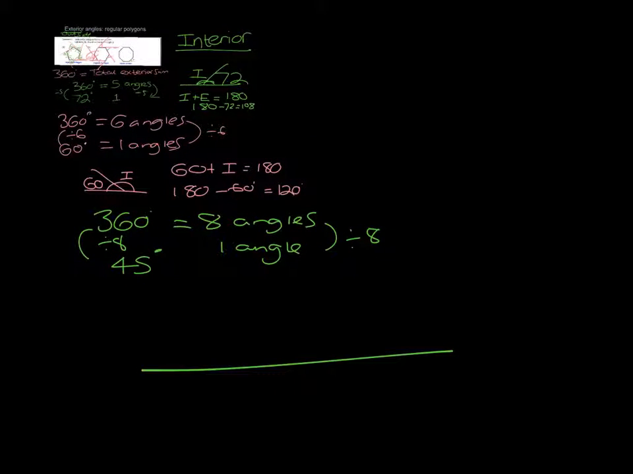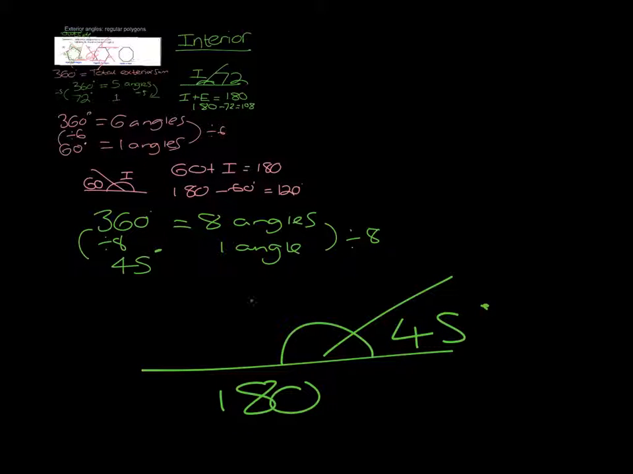Might as well finish it off. So if we know that one angle on the exterior is 45, I can then work out the interior angle by doing 180 minus that 45 to get me the missing angle. So the interior angle would be worth 135 degrees.